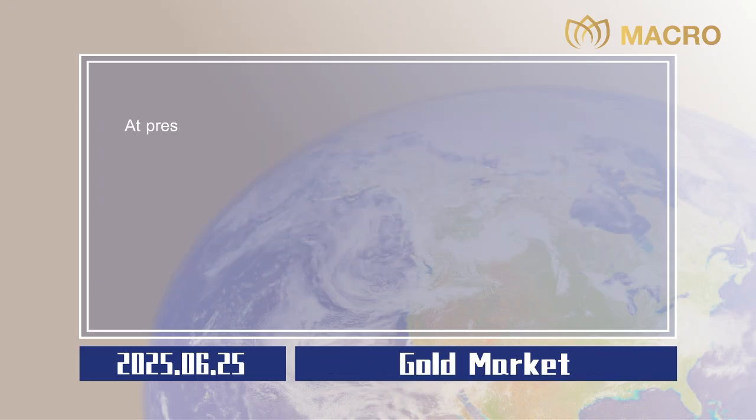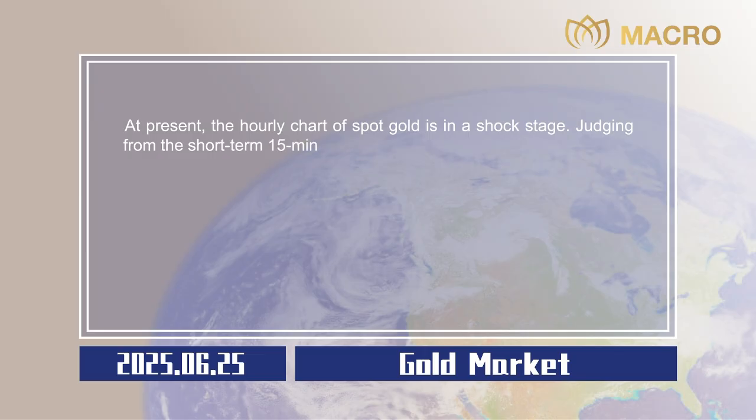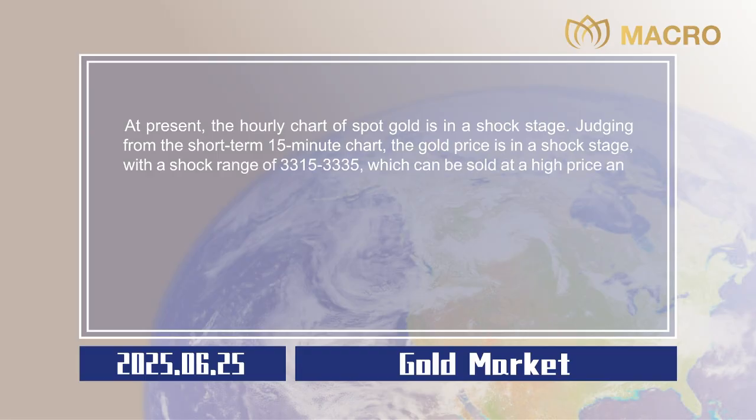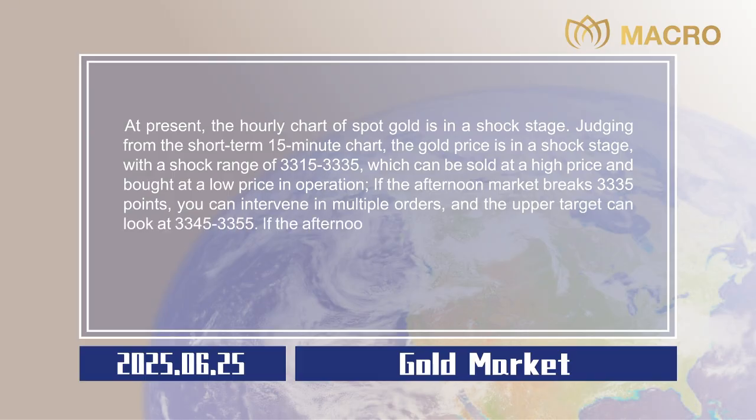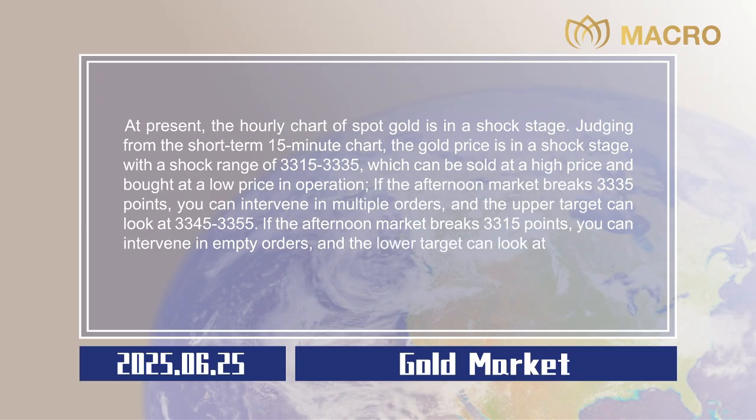Gold market. At present, the hourly chart of spot gold is in a shock stage. Judging from the short-term 15-minute chart, the gold price is in a shock stage, with a shock range of $33.15 to $33.35, which can be sold at a high price and bought at a low price in operation. If the afternoon market breaks 3,335 points, you can intervene in multiple orders, and the upper target can look at 33.45 to 33.55. If the afternoon market breaks 3,315 points, you can intervene in empty orders, and the lower target can look at 33.05 to 32.95. Stop losses are all $5.